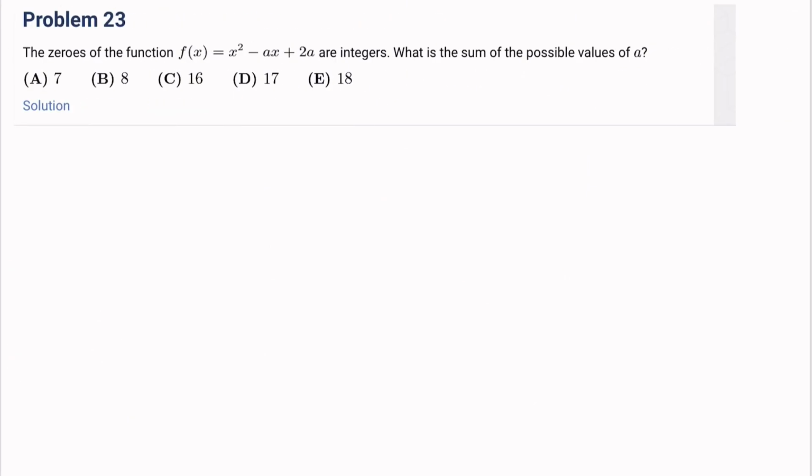Number 23. The zeros of the function f(x) equals x squared minus ax plus 2a are integers. What is the sum of the possible values of a? Okay, so let's say that the zeros are m and n.